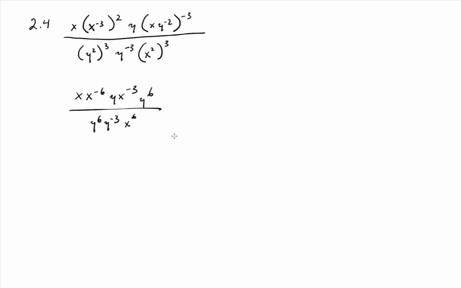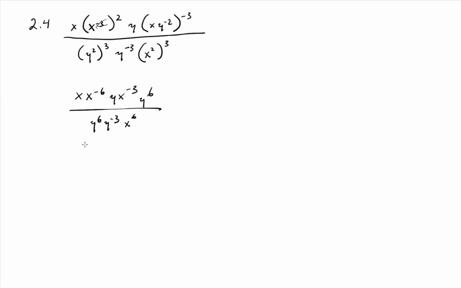Right? So we have x times, and this would give us -6, and y times, this gives us -3, this gives us +6, right? Same thing here, 2 and 3 is 6, then we have the -3, and 2 and 3 is 6. So we have that first.